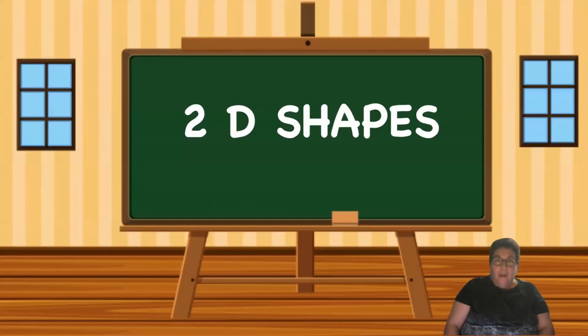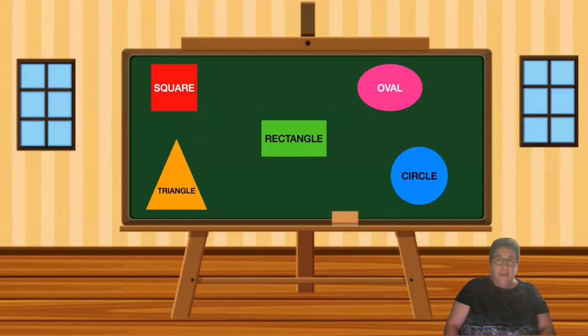Hey everyone, we're going to review our 2D shapes. There are going to be 5 different shapes that we're going to be talking about in this video. I want you to go get a piece of paper and a pencil so you can draw the shapes. If you don't have a piece of paper or a pencil near you, you can draw the shapes in the air. The 5 shapes that we're going to be talking about today are the square, the rectangle, the triangle, the oval, and then the circle.